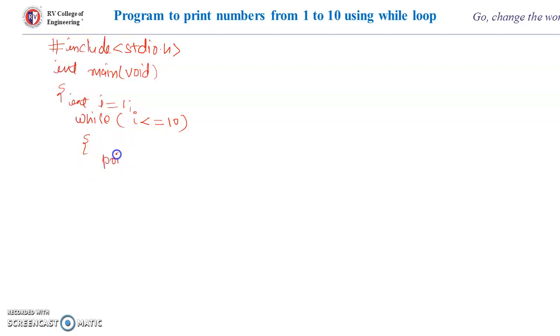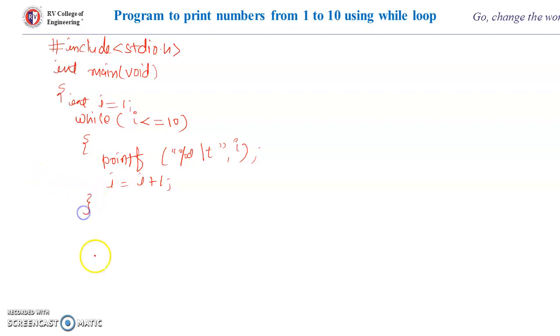So each time, I want to print the value of i. So printf("%d\t", i); and then after printing the value of i, I need to increment the value of i, because when I print 1, next time I want to print 2. So this is the statement that will change the value of the condition.